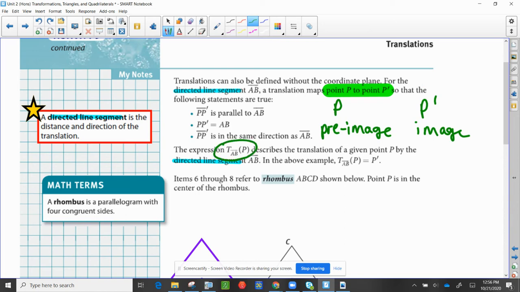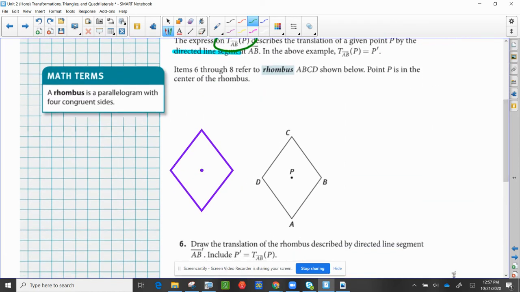How we read that is this is a translation, T, of point P. So you're going to translate point P by the directed line segment AB. AB is telling you how it moves and in what direction, so how long your translation is and what direction it moves in. And P is the thing you're actually translating or moving. So let's go over this with one of these pictures here.